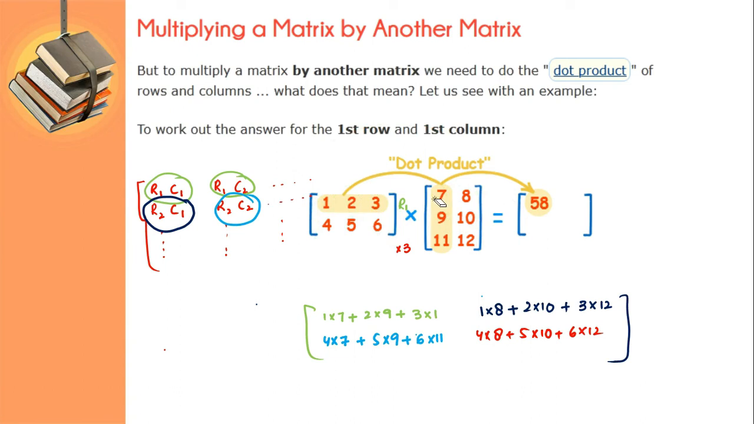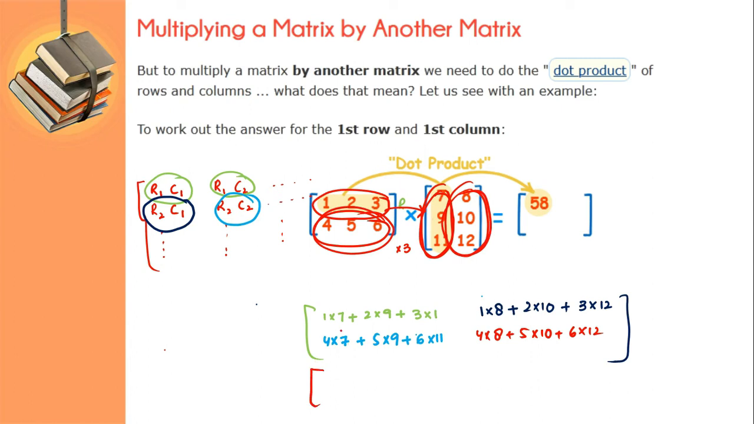Erase this one so it will be more clear. Now what we have done: we have multiplied first row first column, first row second column, second row first column, and second row second column. This is how we will multiply: first element with first element, second element with second element, third element with third element, and in between we will write a positive sign. Then first row and second column, then second row first column, and then second row second column. This is how we will do multiplication. Now we will simplify this and we'll get the answer.